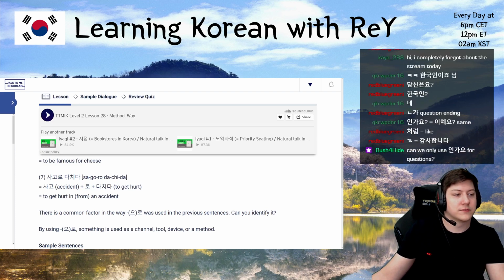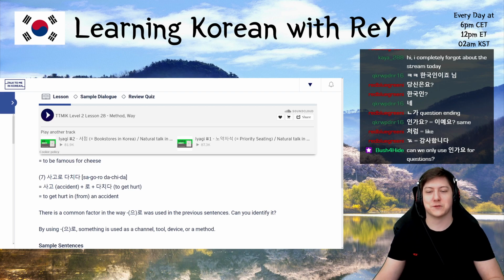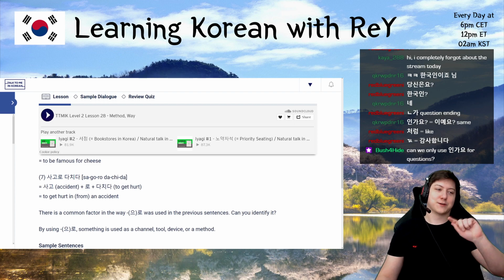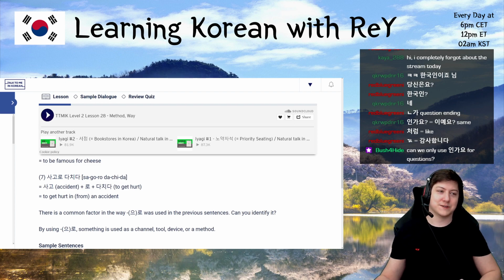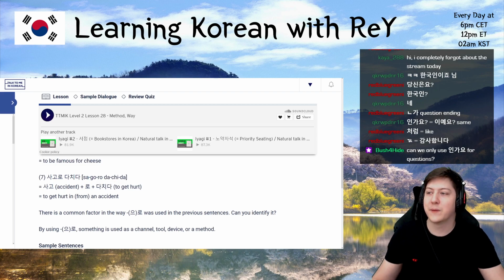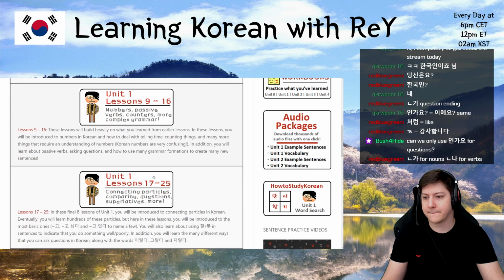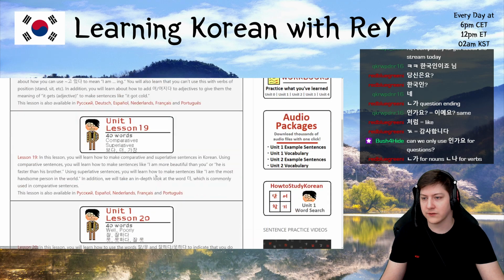Can we only use 인가요 for questions? No, you can also just say 이에요, just the normal non-question version. You can just use that one and put a question mark at the end instead of a period, and it's the same. There are many different ways to ask questions, and they all have different situations or different levels of politeness. I can very quickly show this here.